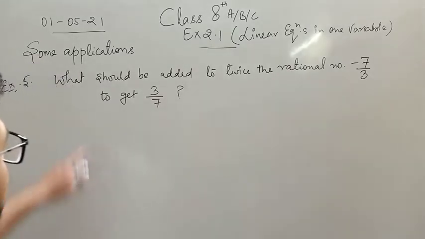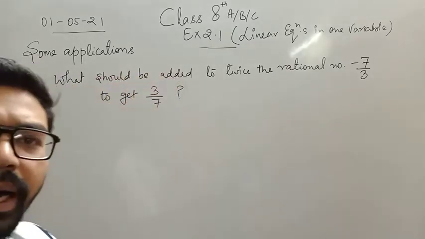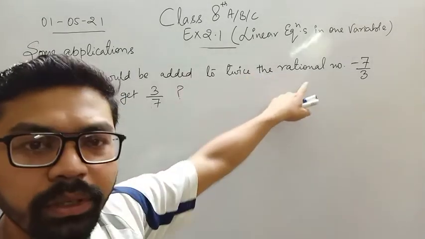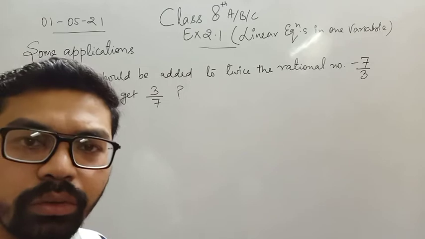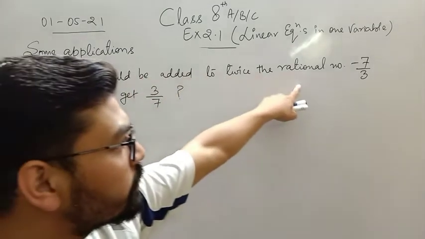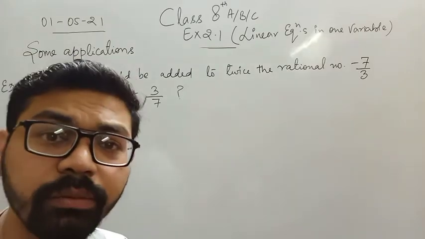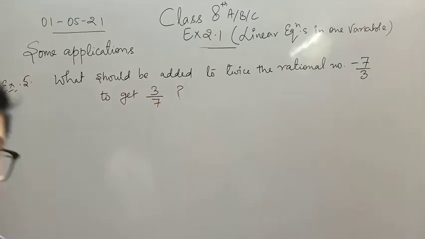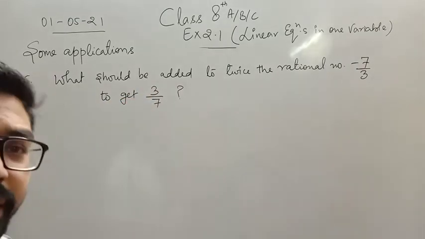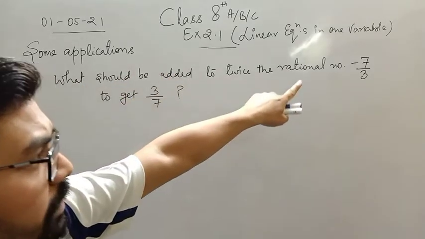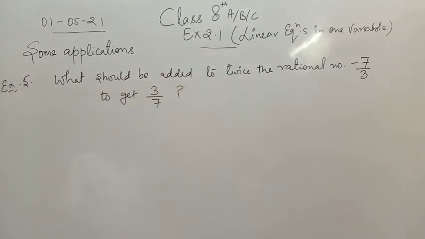बेटा क्वेश्चन आपसे ये कह रहा है what should be added, क्या ऐड करना चाहिए टू किस में? ट्वाइस द रैशनल नंबर. एक रैशनल नंबर होगा जिसका मैं दुगना कर दूंगा. What should be added to twice the rational number minus 7 by 3 to get 3 by 7. तो जो मुझे रिजल्ट मिले वो 3 by 7 मिलेगा. फिर से देखिए, what should be added to twice the rational number minus 7/3 to get 3/7. तो मैं क्या ऐसा ऐड करूं?